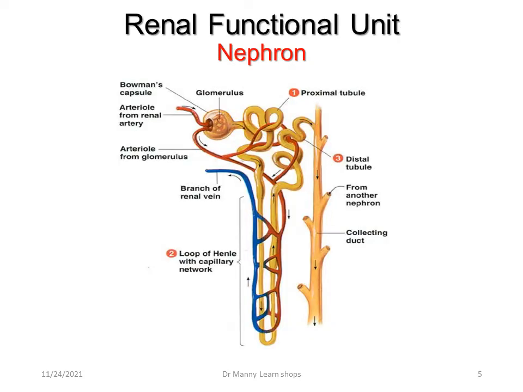Now the functional unit of the kidney is the nephron, and the nephron consists of the glomerulus, which allows entrance into the Bowman's capsule from an arteriole from the renal artery and the renal vein. The arteriole goes from the glomerulus. This eventually goes to the proximal tubule, becomes the loop of Henle with a capillary network. Then the distal tubule, it goes to the collecting duct and eventually to the urethra.